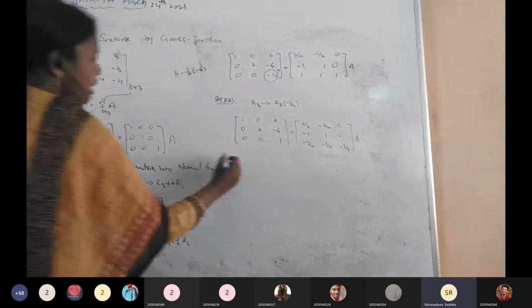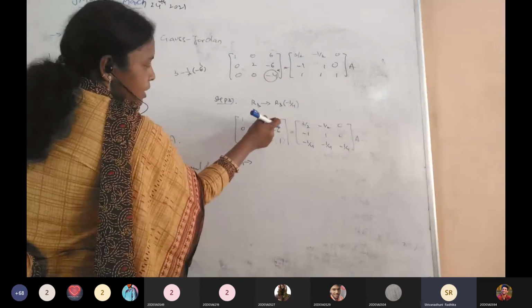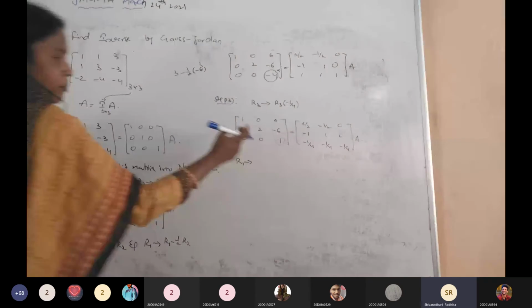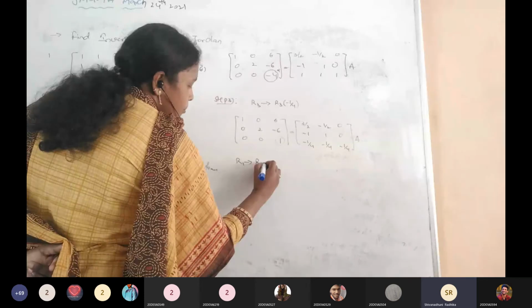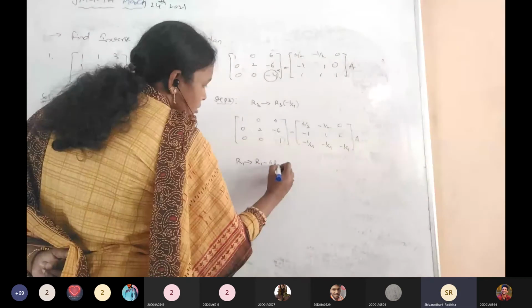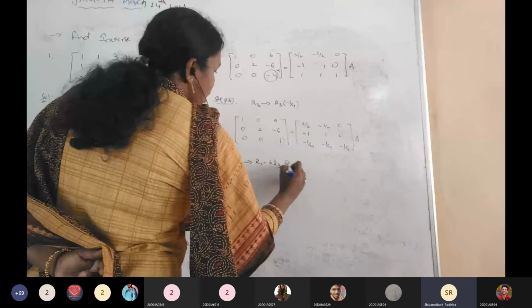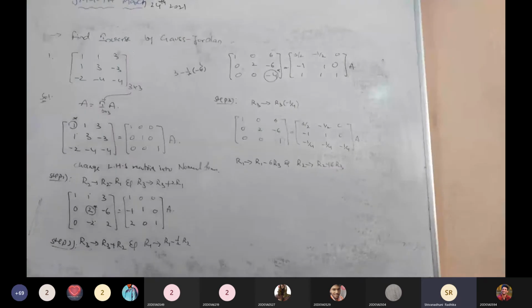Okay, now R1 changes to, this element we need to change into 0 by using this one. What is the row operation here? R1 changes to R1 minus 6R3, right? Okay. Now R2 changes to R2 plus 6R3. Is it clear? Any doubts, ma?